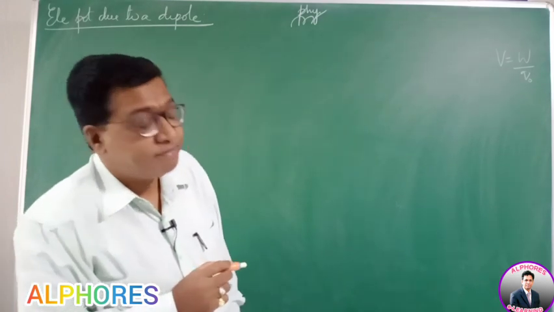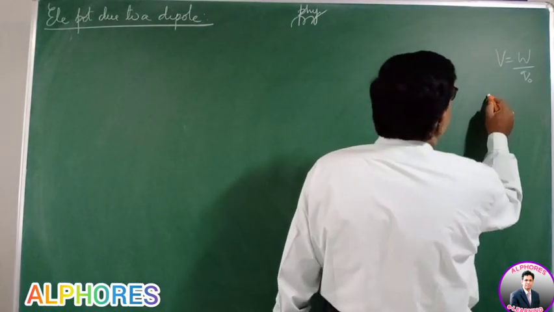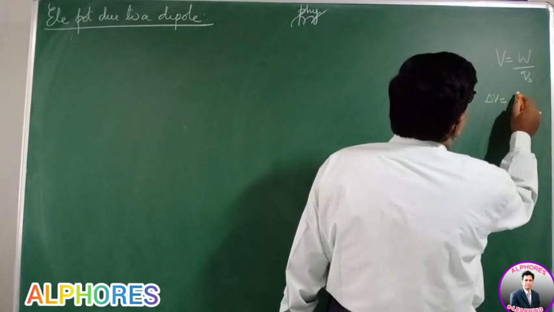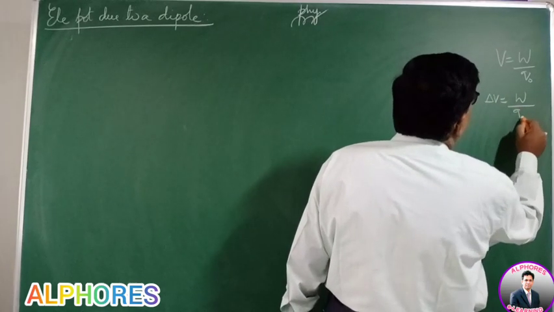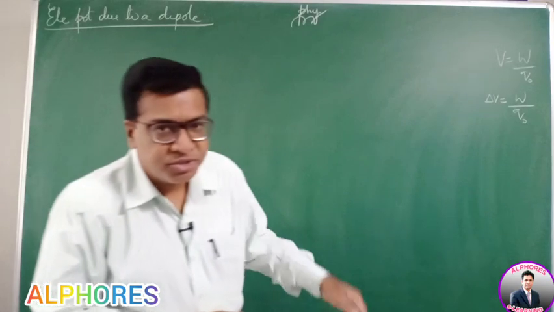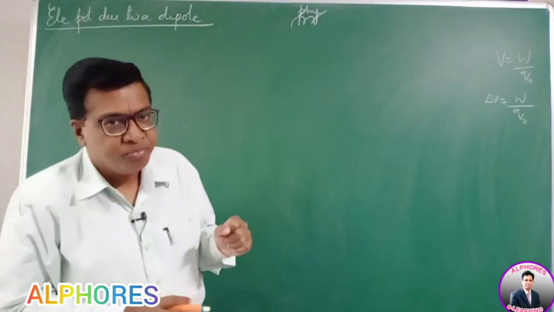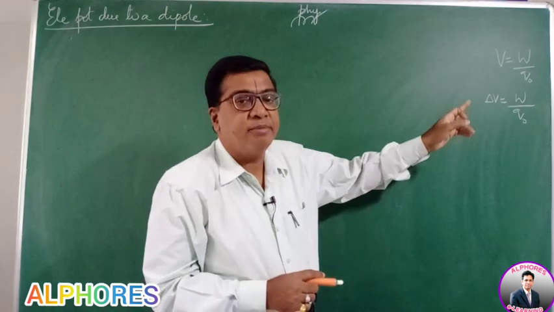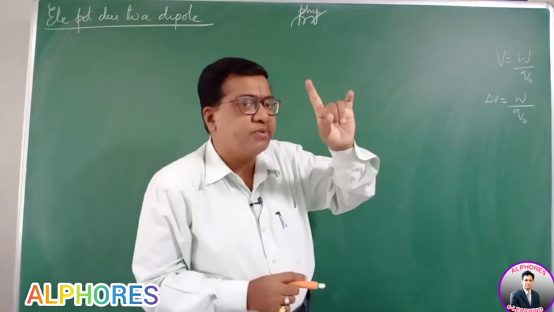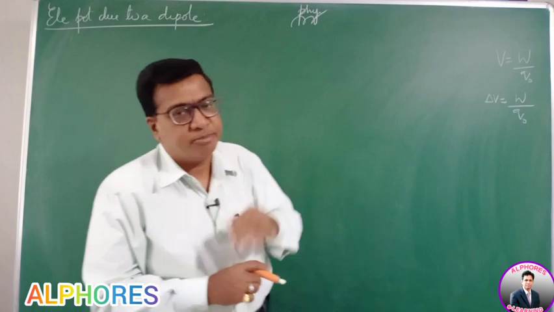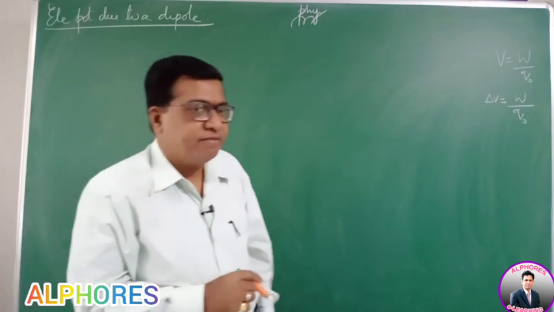Next, we defined potential difference between 2 points. It is the amount of work done in moving a unit positive test charge from the initial point to the final point, the difference between final and initial. So the potential difference is the amount of work done in moving a unit positive test charge from one point to another point.